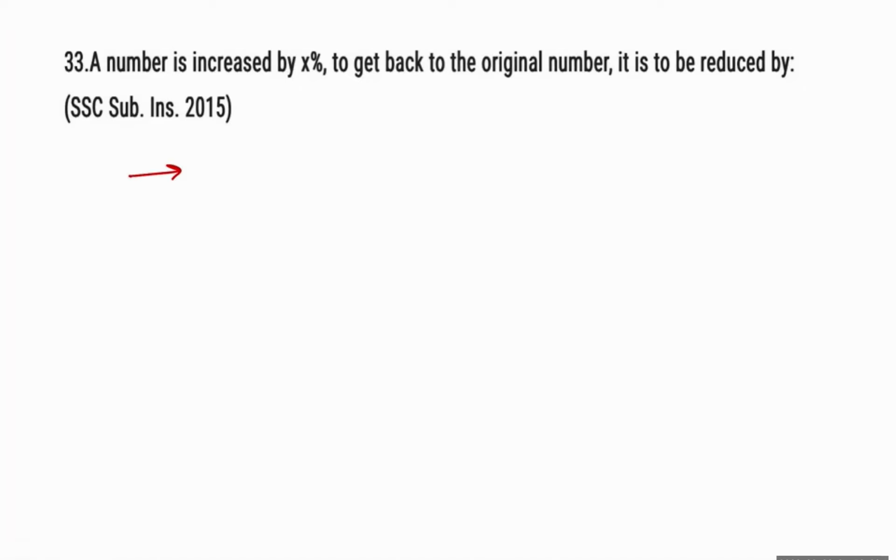A number is increased by X%. To get back to the original, it is reduced by Z. A number is increased by X%. The number becomes X% more. If the number is 100%, then after the increase I get 100 plus X. 100 plus X%.